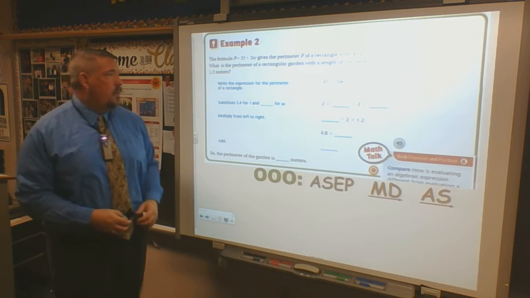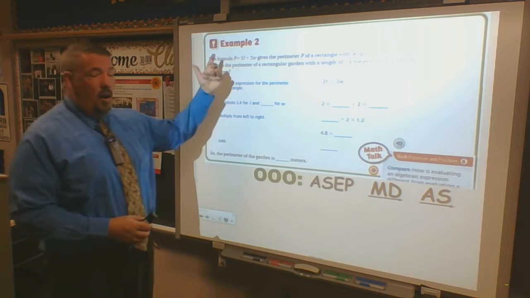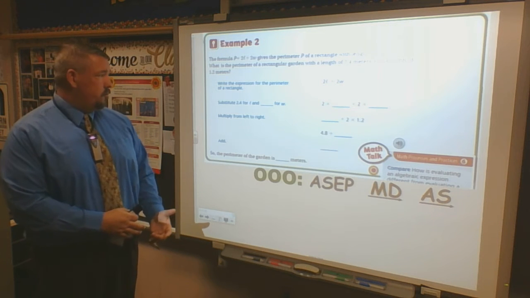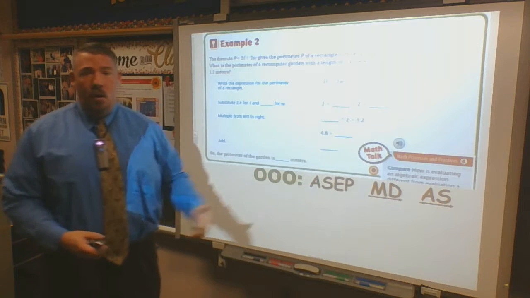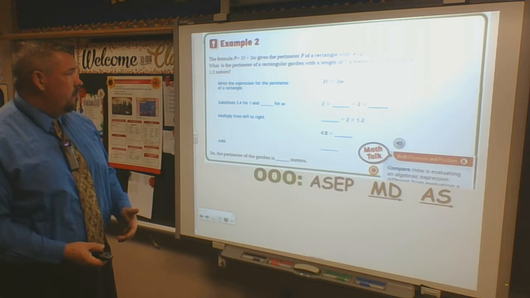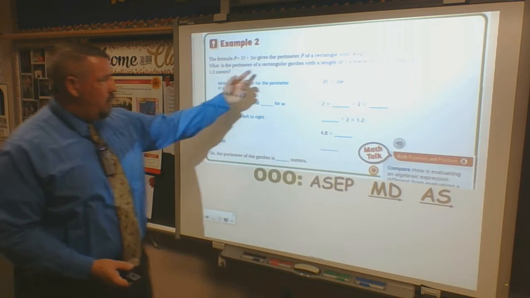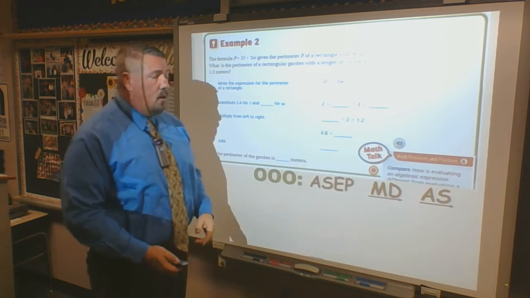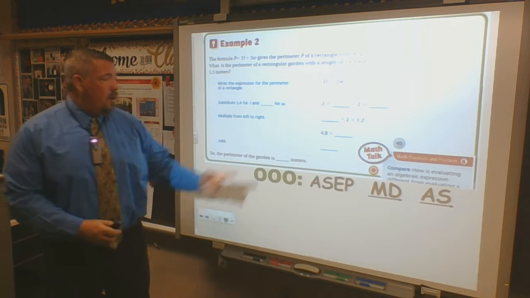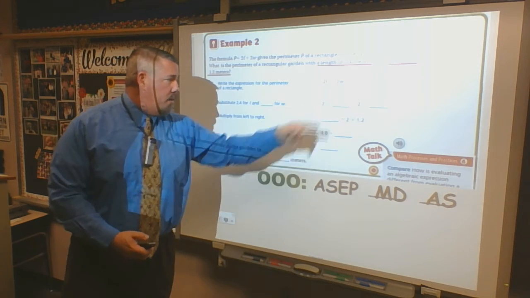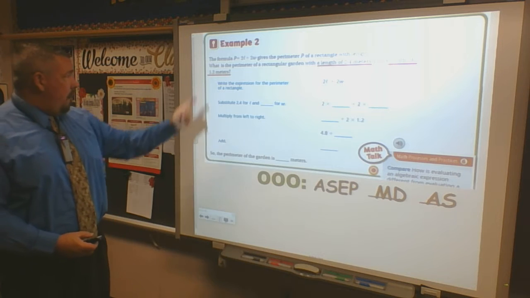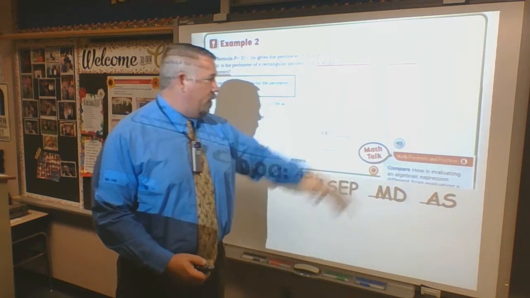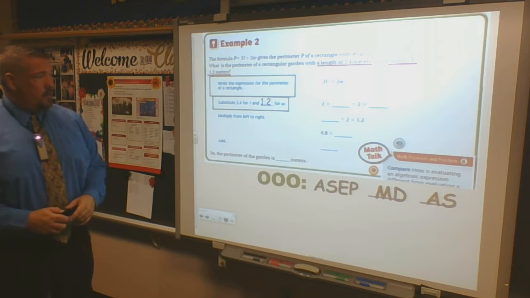Either way works. They're going to tell me to use that formula of 2L plus 2W and plug in some information. So I write down my formula, 2L plus 2W. And then I say, well, the perimeter tells me that the length, so my L, is 2.4. So I'm going to start to substitute in. 2 times, well, they tell me 2.4. And they tell me my width is 1.2. So I'm going to plug in 1.2. So I substitute in for both of those.